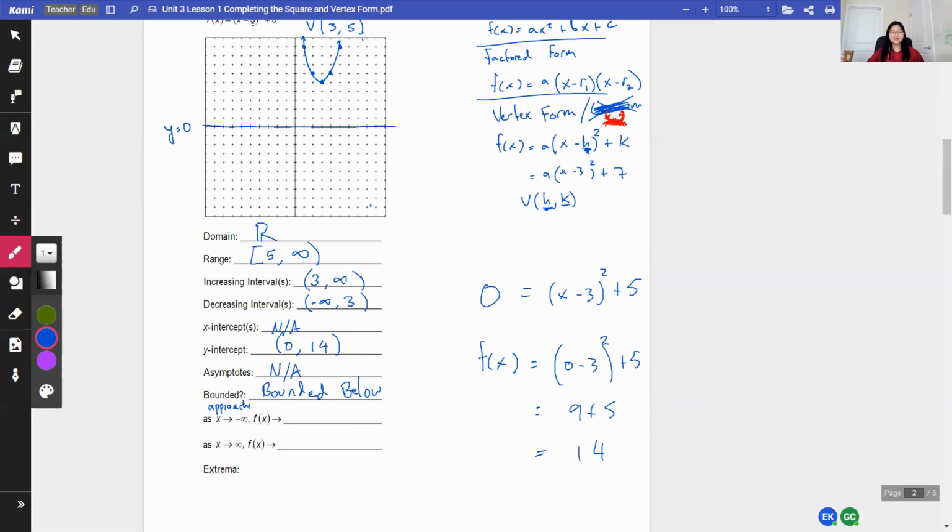Approaches is one way to think about it. It is also drawing your mind to what we talked about with limits. The limit as x approaches negative infinity of our function is positive infinity. That's where it's going. And similarly with infinity, this is the same end behavior. We can talk about this being the end behavior. And then last but not least, extrema. We have an absolute minimum of 5.